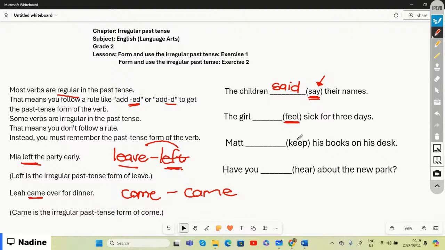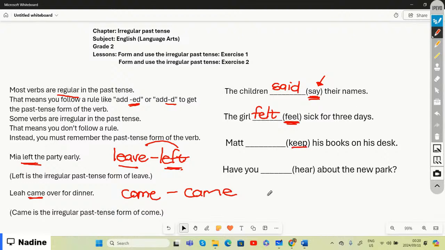If we were to identify the past tense of feel, then we say the girl feels sick for 3 days, that is now. But if we look at this word in the past tense, then we can say the girl felt sick for 3 days. Yes, well done. Felt is correct. So felt is the irregular past tense of feel. Well done.